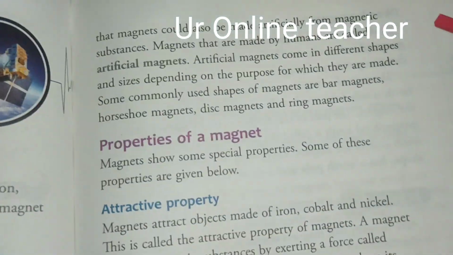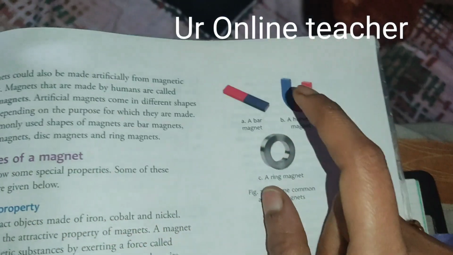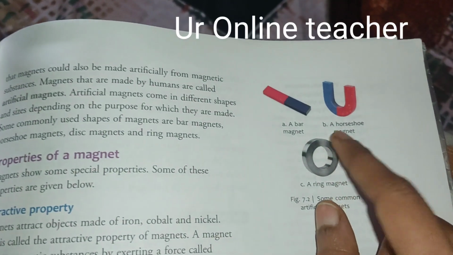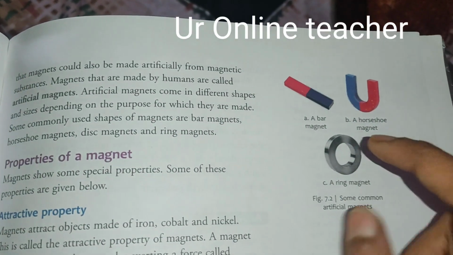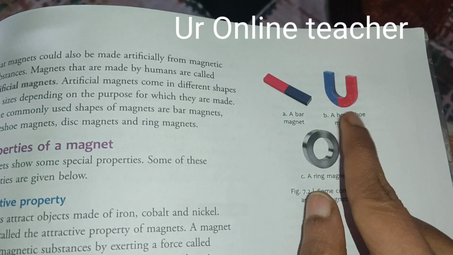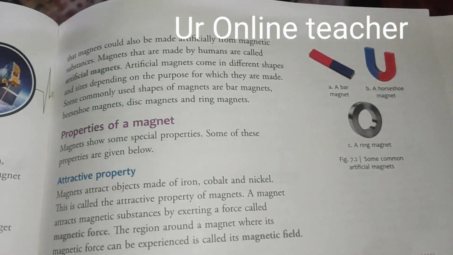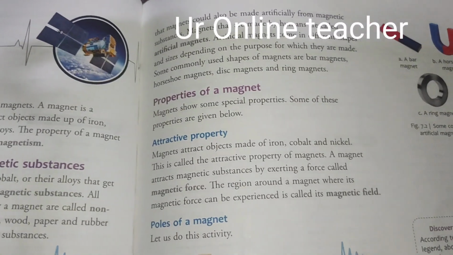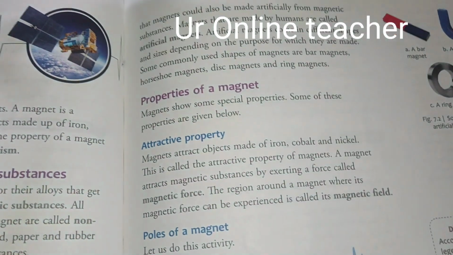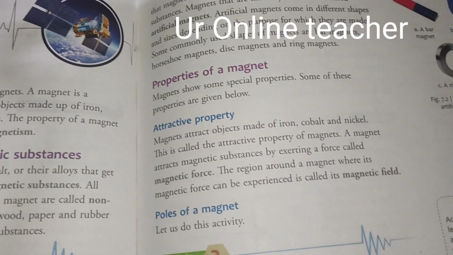They come in different shapes and sizes depending on the purpose for which they are used. The most commonly used magnets are the bar magnet, horseshoe magnet, ring magnet and disc magnet. So let's see what the properties of a magnet are. What special properties do these magnets have?